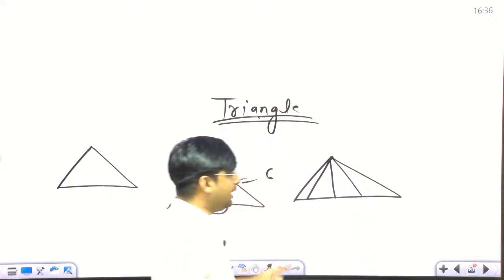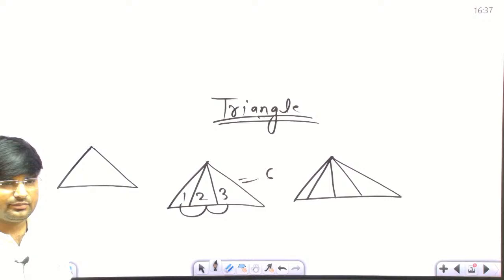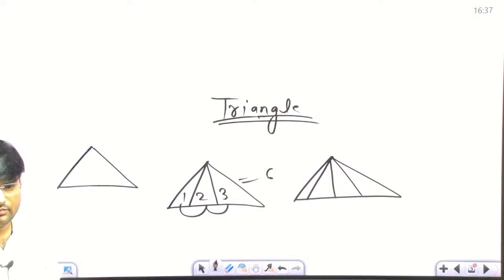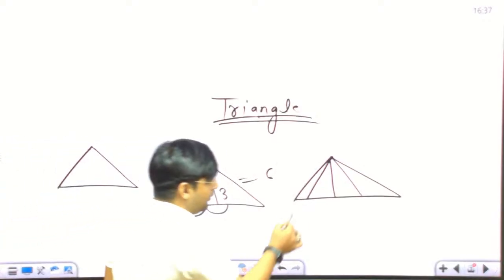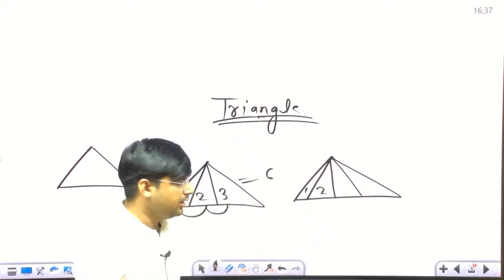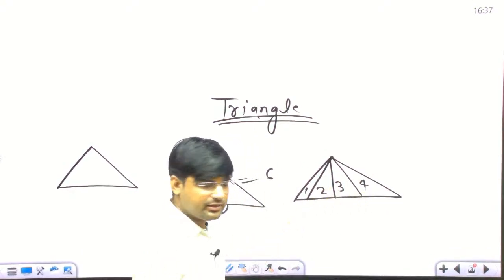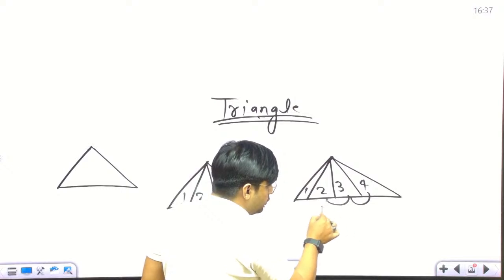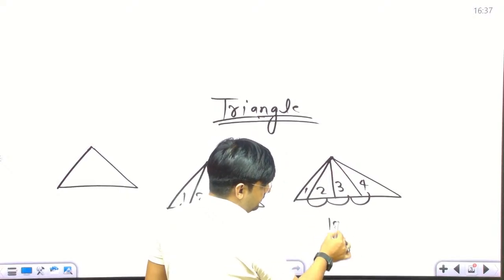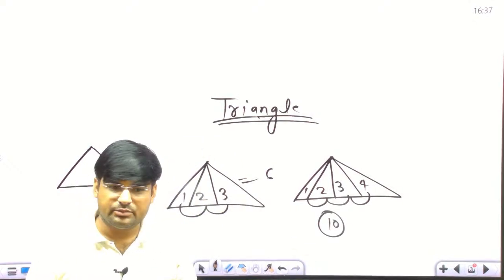And how many triangles in this figure? One. How many parts in this figure? 1, 2, 3, 4. We have to add all the numbers. 4 plus 3 plus 2 plus 1, 10. There are 10 triangles in this figure. Are you getting my point?